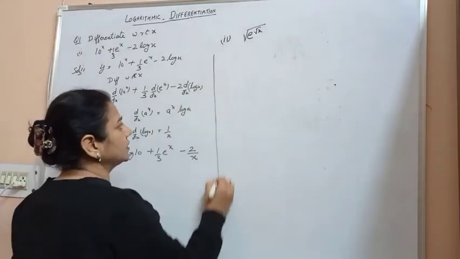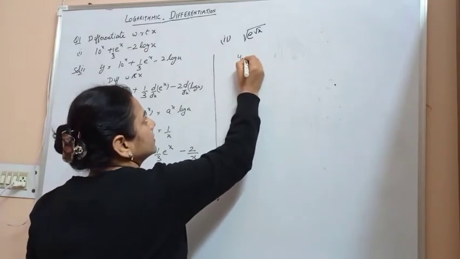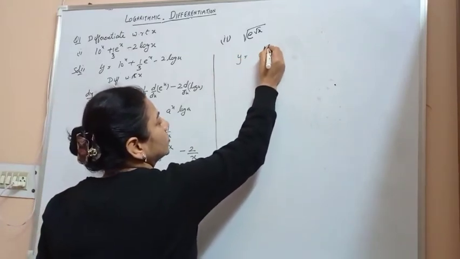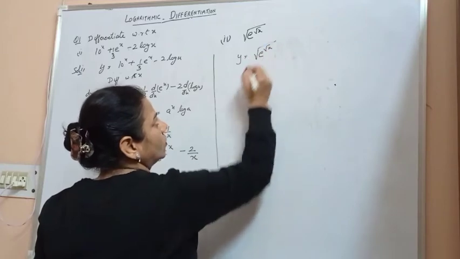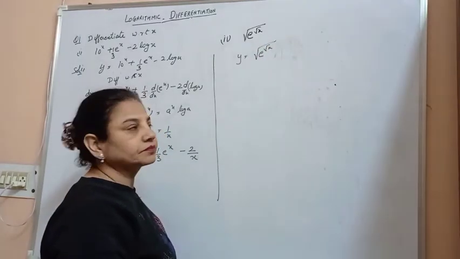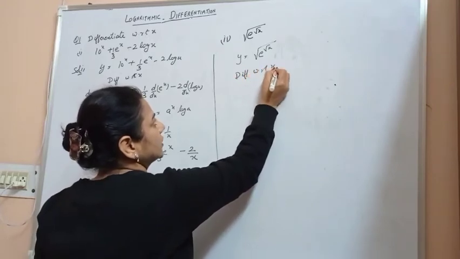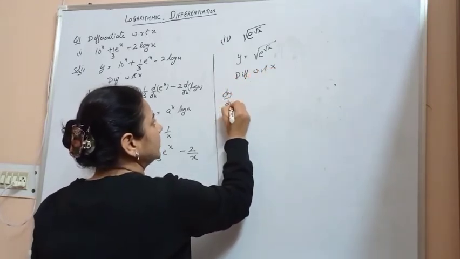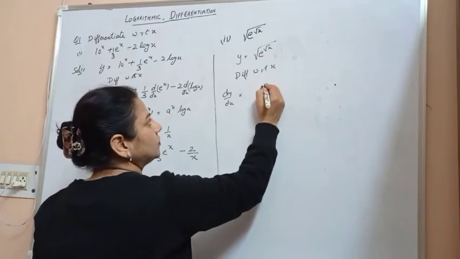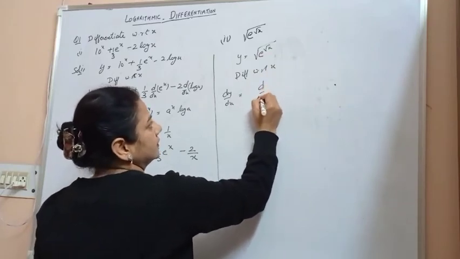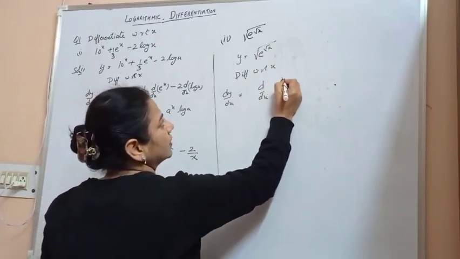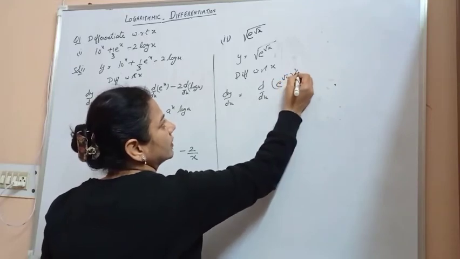For the other function, it's given to us y is equal to e to the power under root x, whole under root. Differentiating with respect to x, I get dy by dx. The derivative of this could be written as d by dx of e to the power under root x, whole to the power.